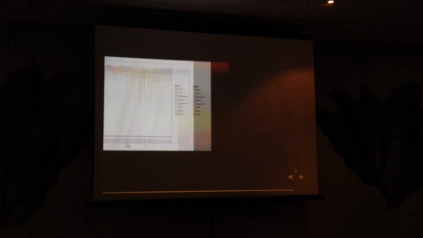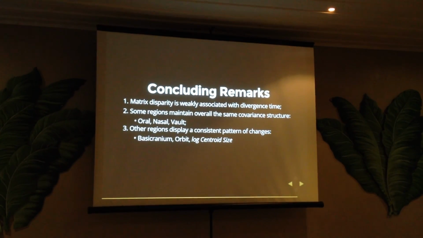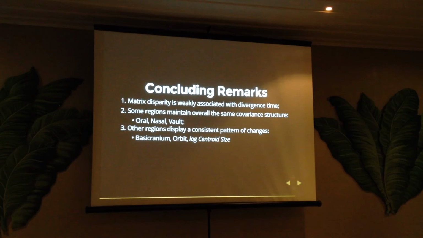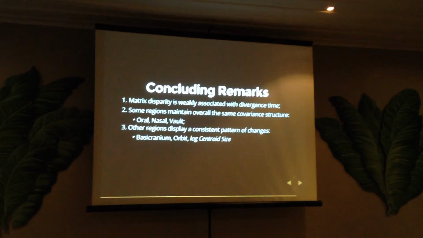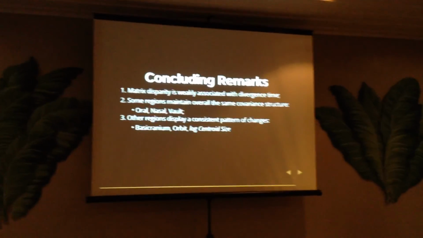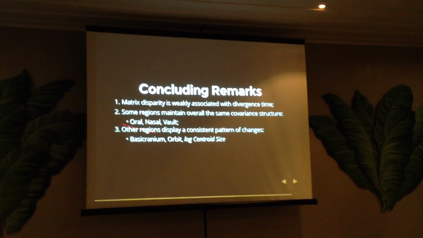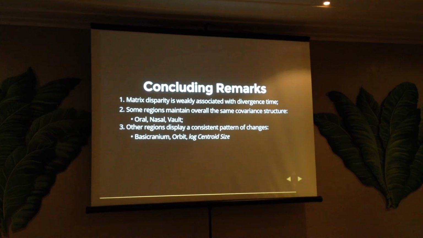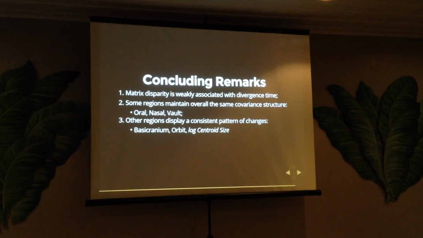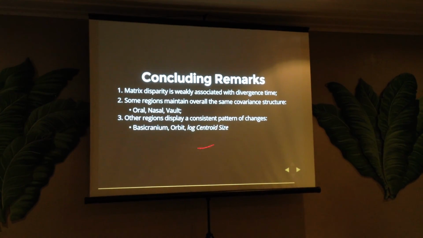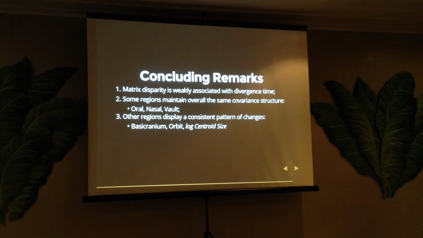Okay. So, first of all, matrix disparity is weakly associated with divergence time. So we have more changes at the base of the tree and less divergence along the tips. Some regions maintain overall the same covariance structure, such as the oral region, nasal region, and vault region. Other regions display a consistent pattern of changes: basic cranial, orbit, and so on. But they also change in terms of covariance structure.